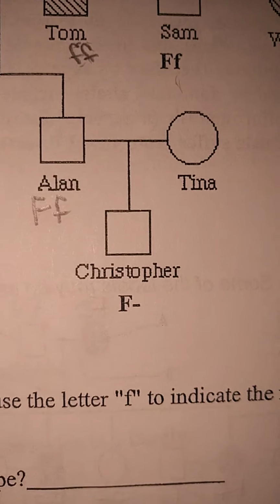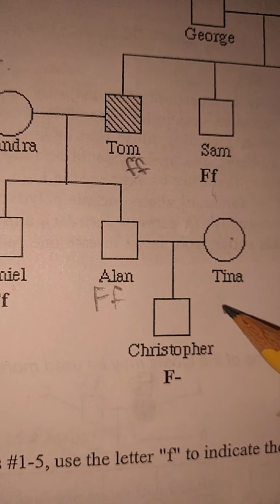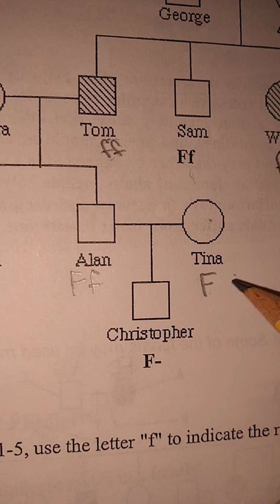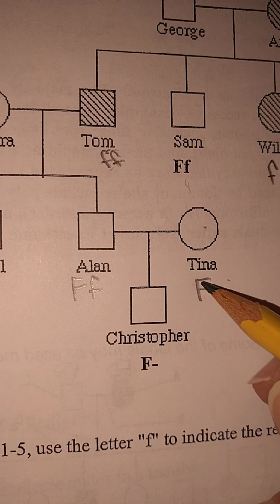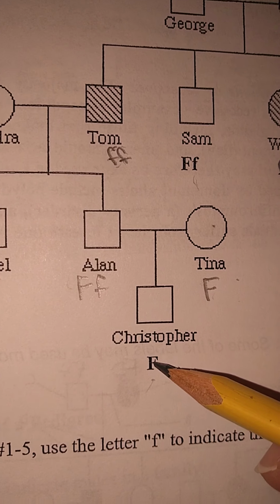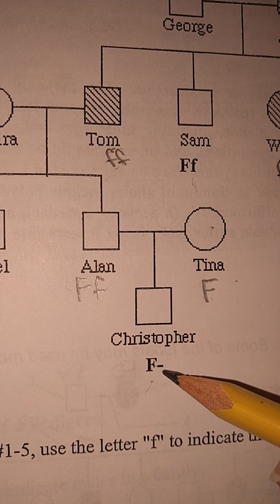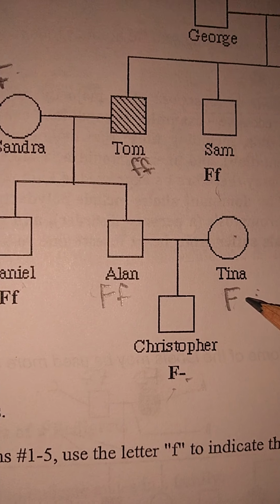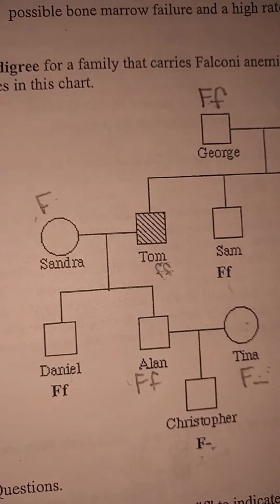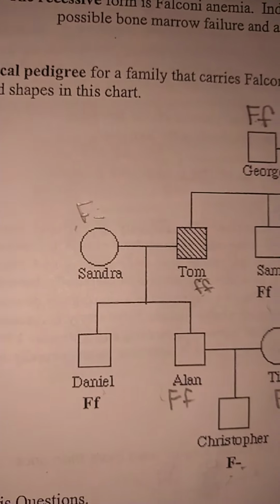And Alan married Tina. Tina is not showing the trait, so we know that Tina has at least one big F. But she could be big F, big F, or she could be big F, little f. We're not sure. And then they had Christopher, who also does not show, but he could have gotten that little f from Alan, or he could have gotten a big F from Tina. And he could be big F, little f. We don't know. So we cannot know for sure what this second one is for Tina. And same thing over here for Sandra. We don't know necessarily what that one is either.